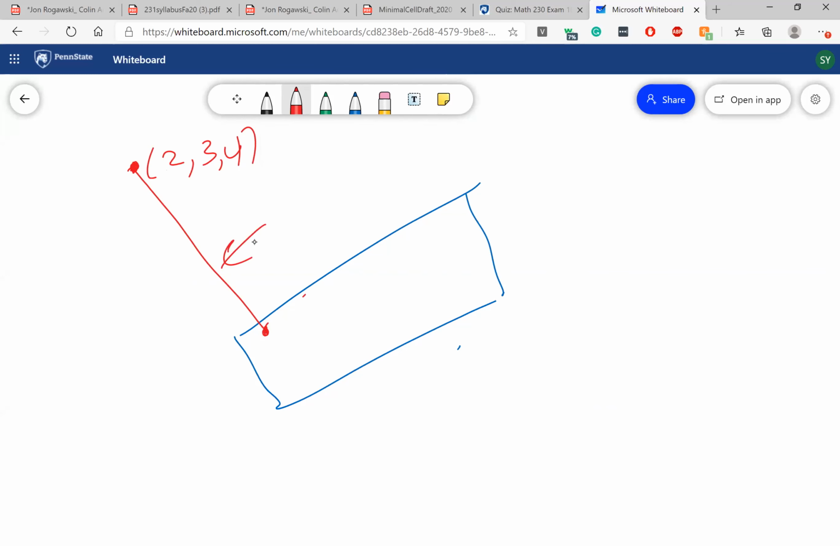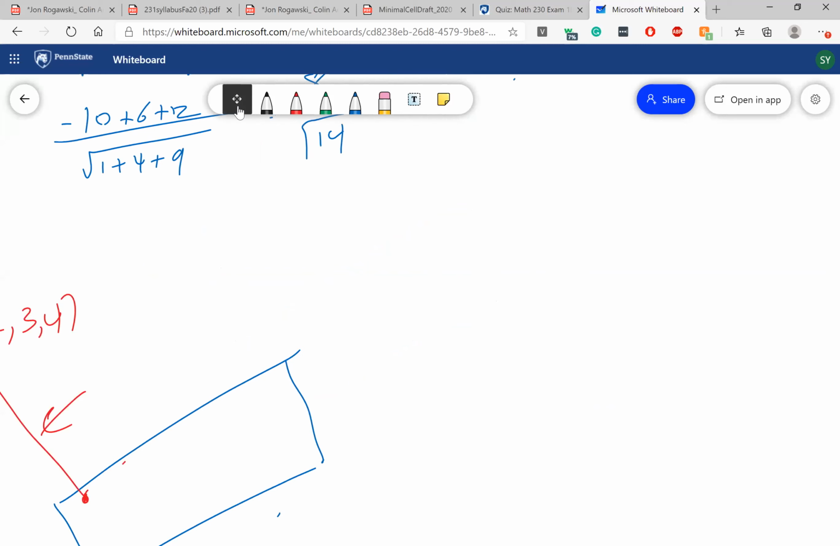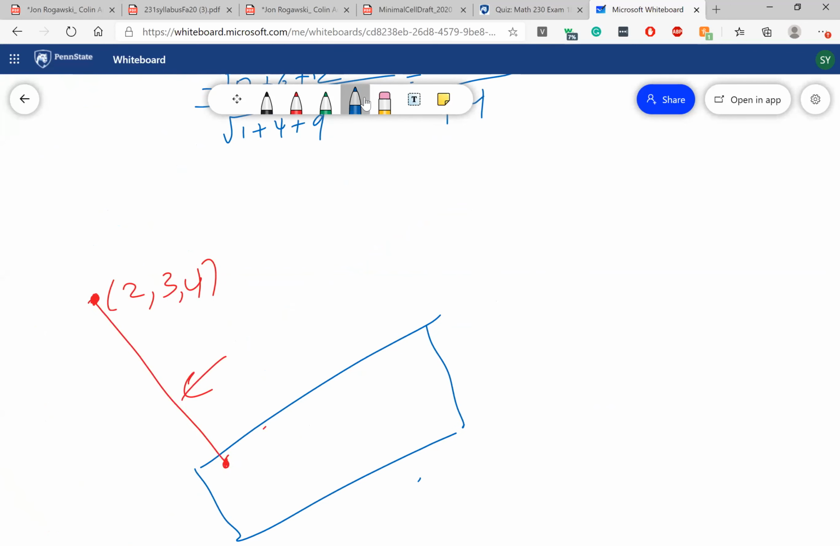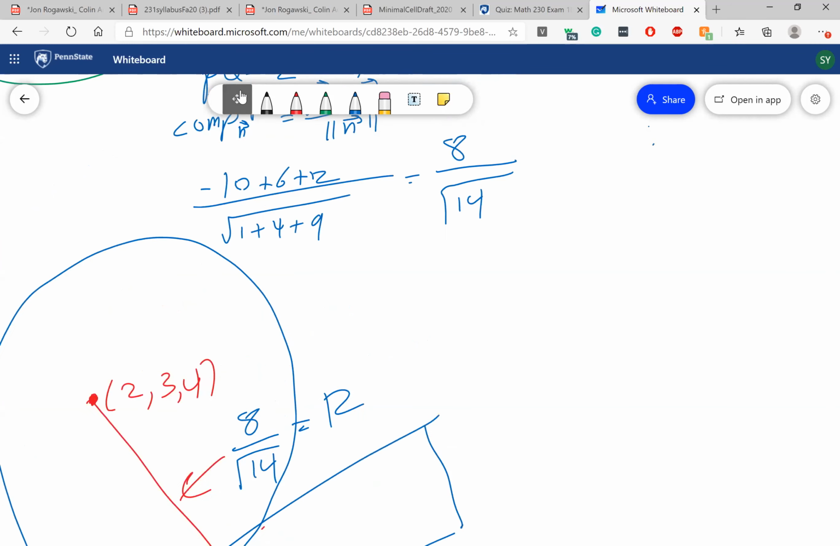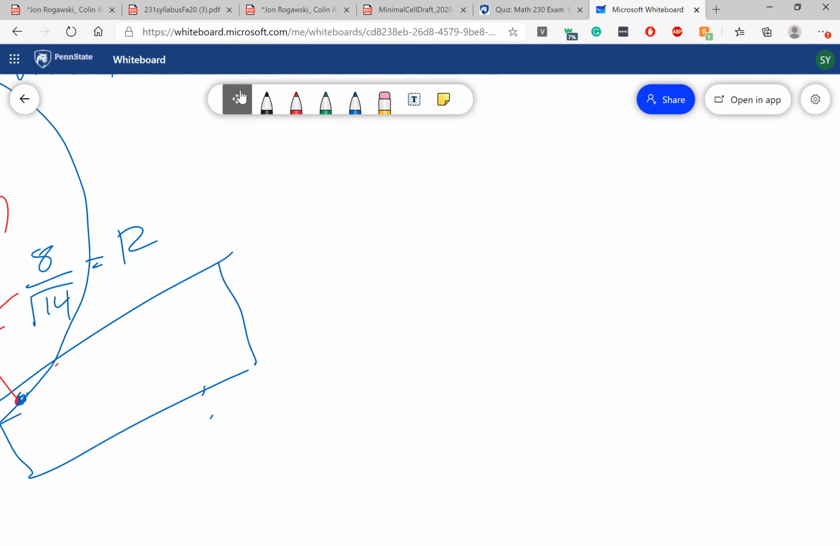So what is the radius over here? It's going to be 8 over the square root of 14. And that's going to be my radius, the radius of my sphere. Because now my sphere is going to go right here and hit it. Not a perfect drawing, but it's only going to hit it at one point. Right? Do we agree about this?